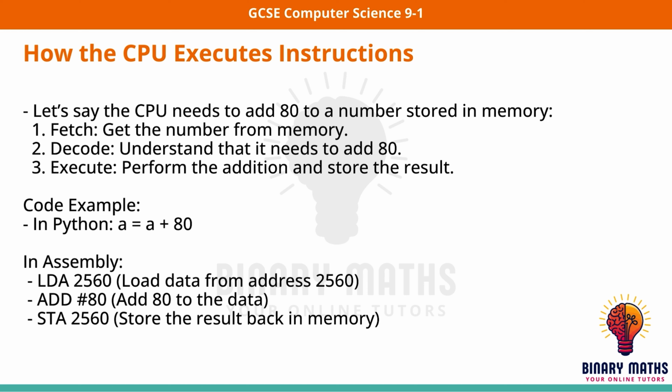The second stage is to decode. The CPU decodes the instruction and realizes it needs to add 80. The third stage is the execute stage. The CPU performs the addition and stores the result back in memory.